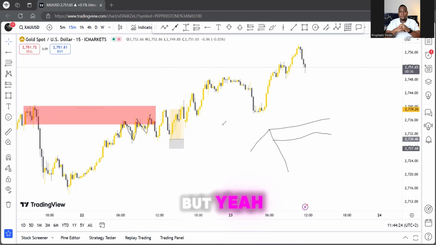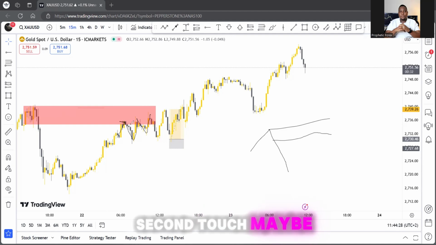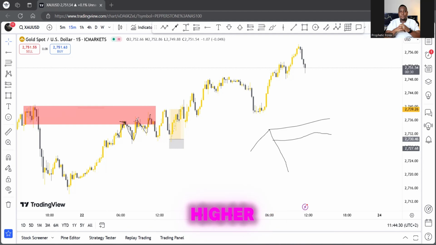I messed it up. But yeah, something like that, where the first touch is at the lowest, second touch maybe a little bit higher, but it was still resisted by that zone. That touch was still a bit higher. It should be higher than the rest of the touches.